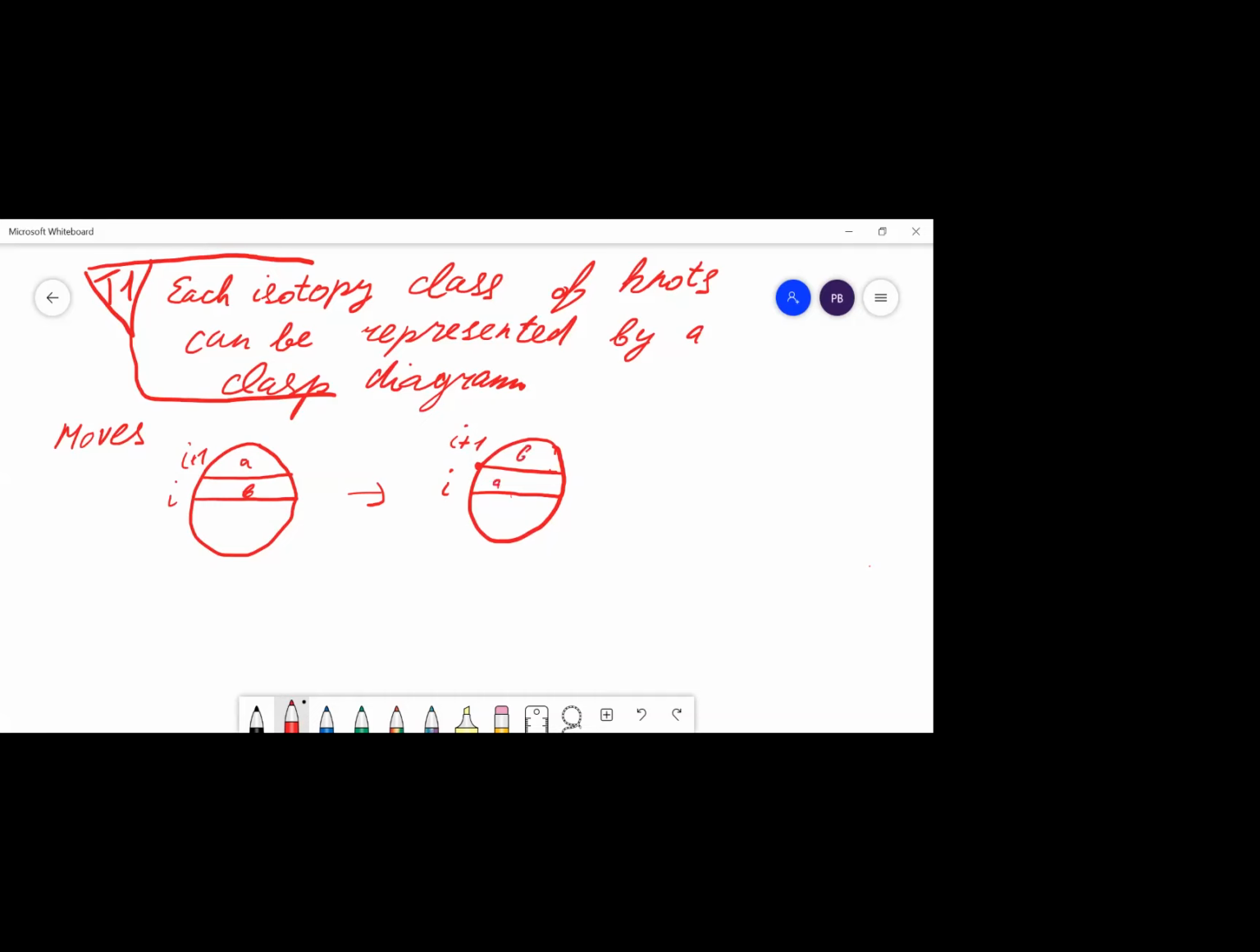So this will be called the A move. We can exchange the order of two non-intersecting chords with consecutive heights. Actually, I do not quite like how I drew it. Let me redo it like this. I exchanged the chords, and they should have exchanged orders. This is i, this is i plus 1. This will be A and B.